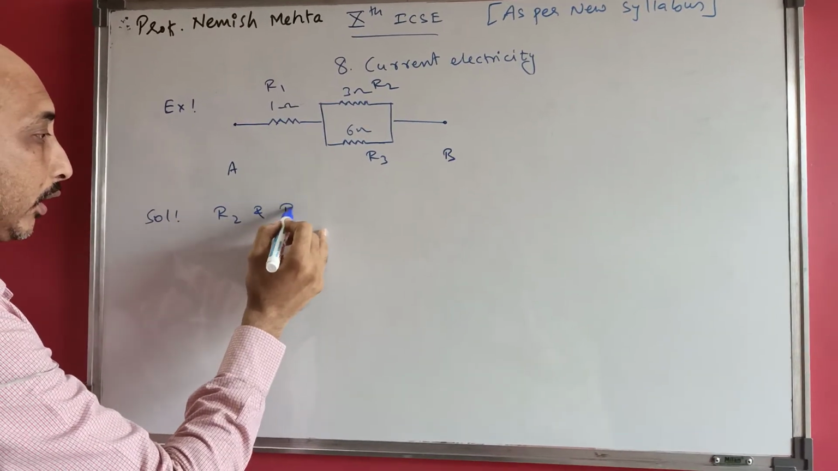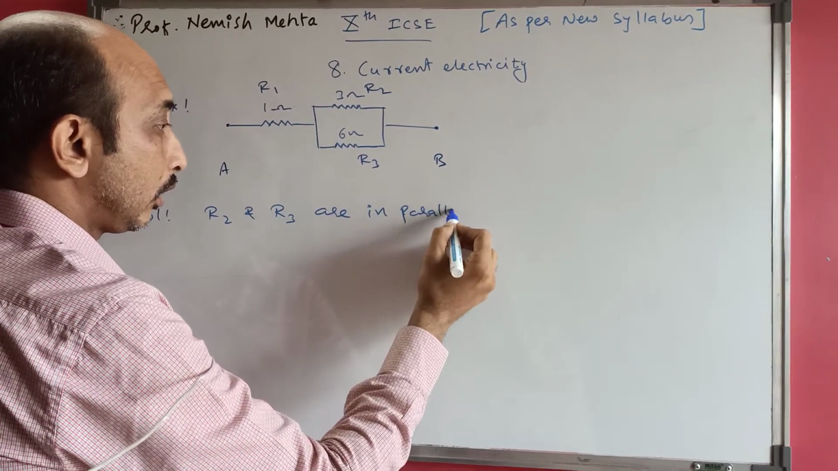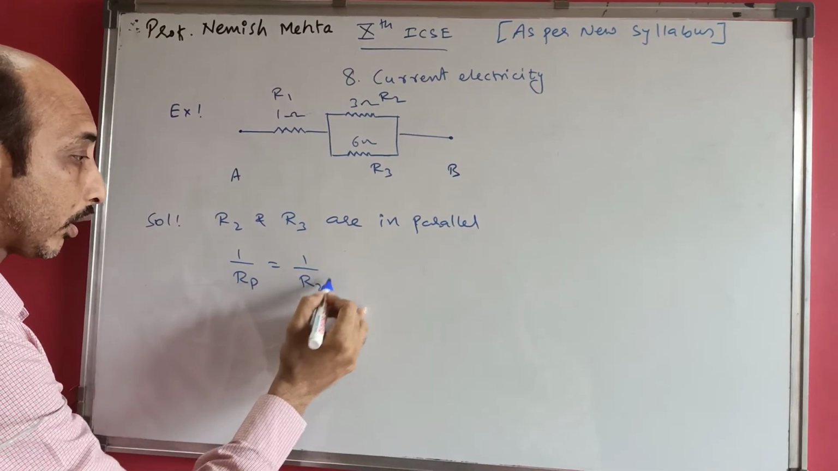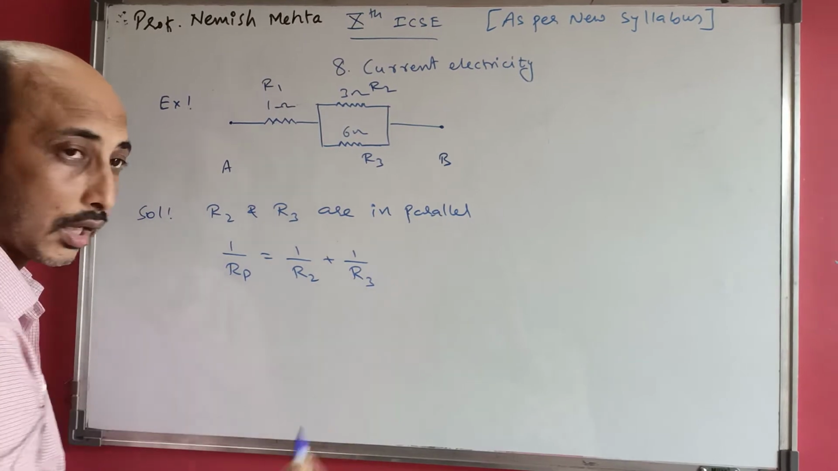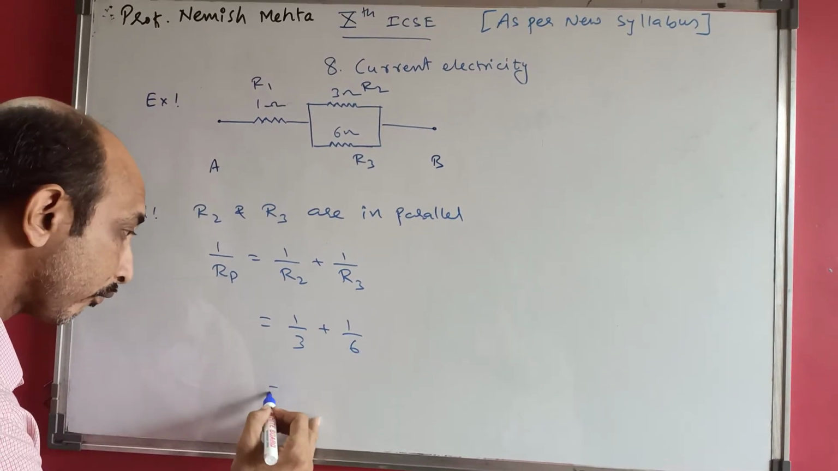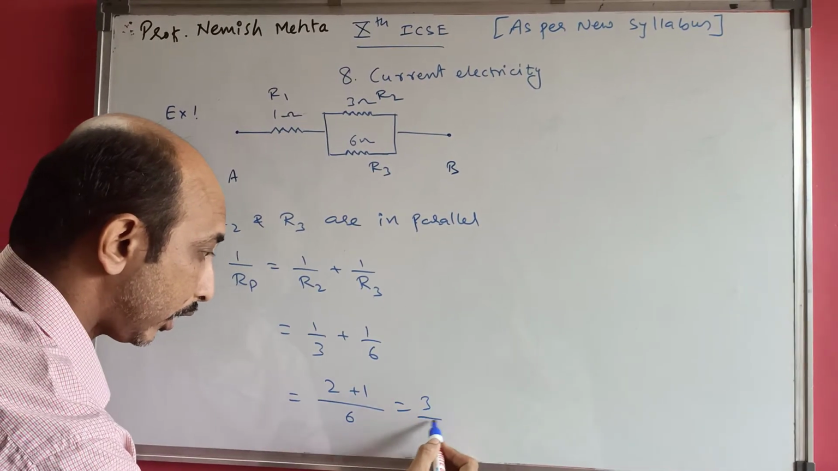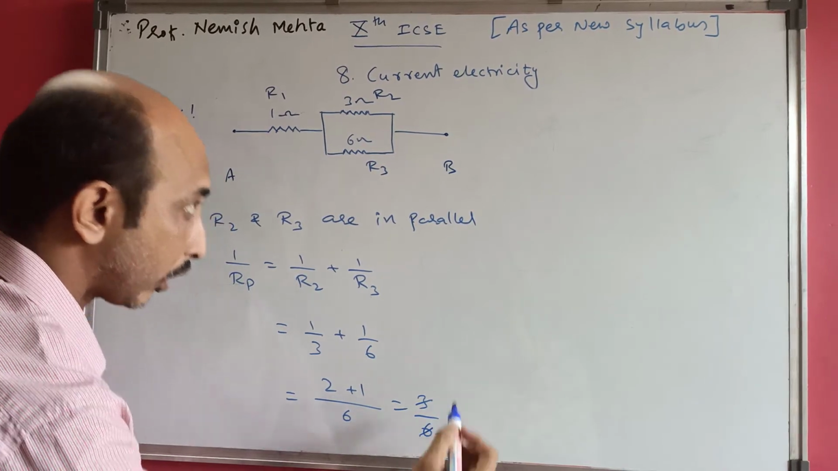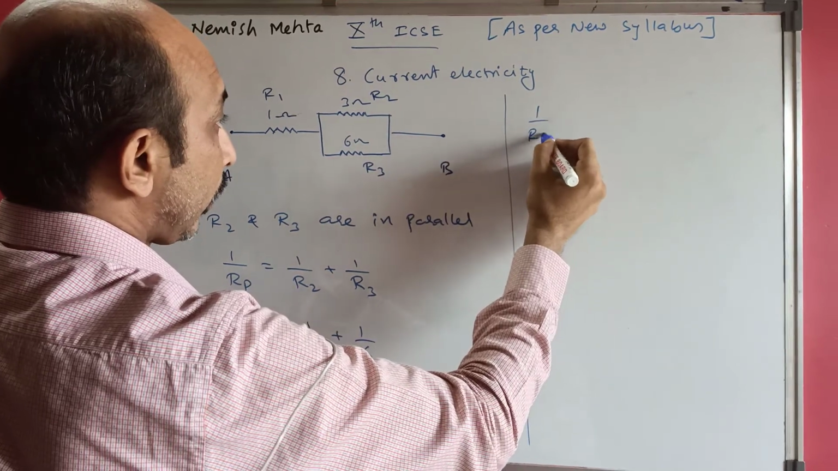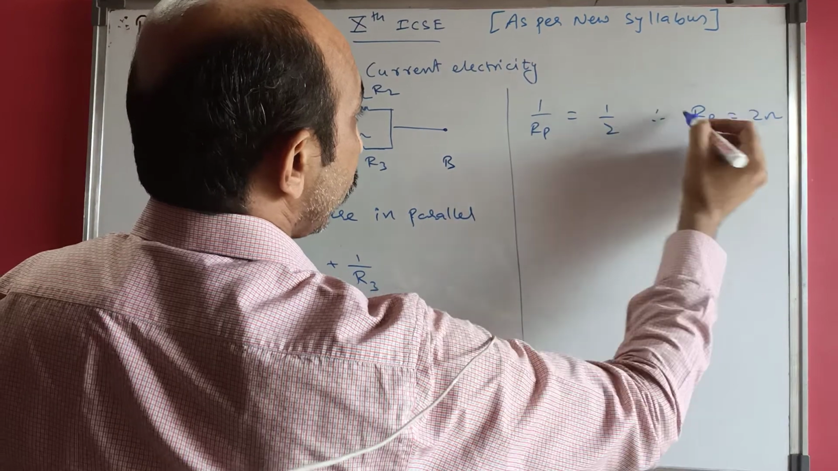R2 and R3 are in parallel. So 1 upon Rp is 1 upon R2 plus 1 upon R3. R2 is how much? 3. R3 is how much? 6. LCM will be 6. 2 plus 1, 3 upon 6, 1 upon 2. So we can say here 1 upon Rp is 1 upon 2. So Rp is equal to 2 ohm.